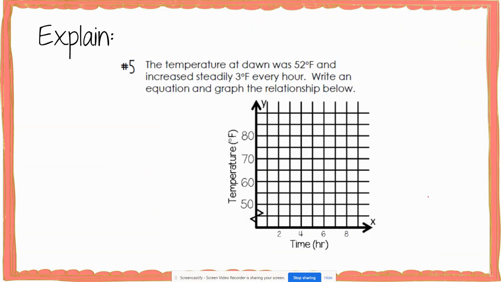Number 5 says that the temperature at dawn was 52 degrees Fahrenheit and increased steadily 3 degrees Fahrenheit every hour. So let's write an equation and graph the relationship. Well, let's think about what is happening. We know that the initial value is 52 degrees. So the initial value is another word for your y-intercept.